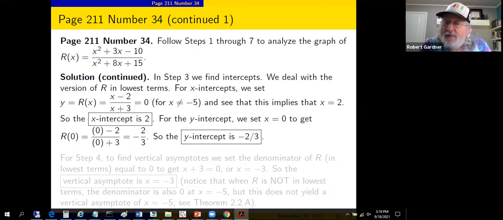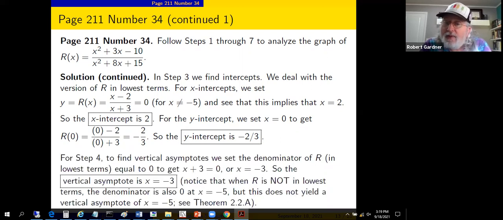Asymptotes. All right. Asymptotes. This hasn't been an issue previously, but it was explained in step 4. To find the vertical asymptotes, we set the denominator of R in lowest terms equal to 0.